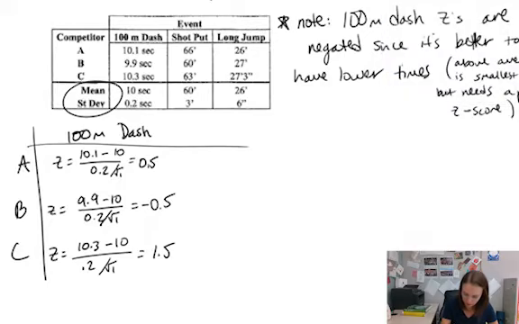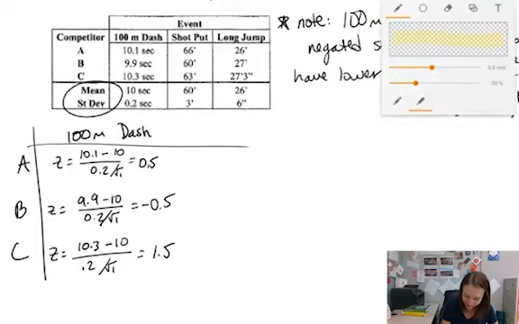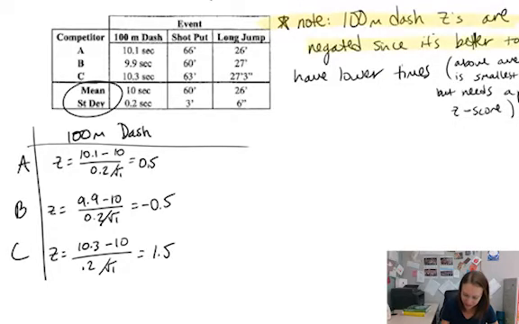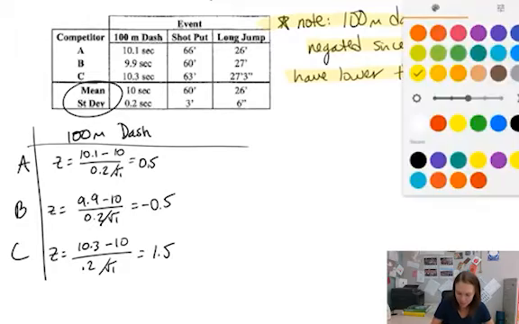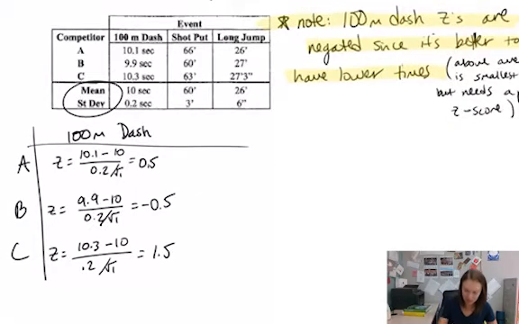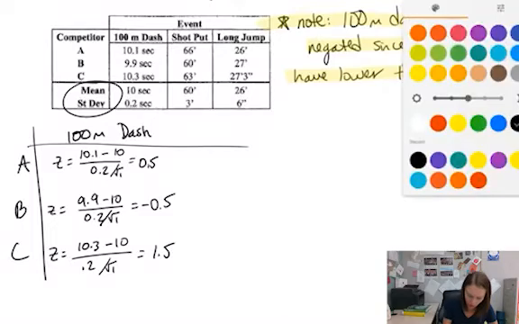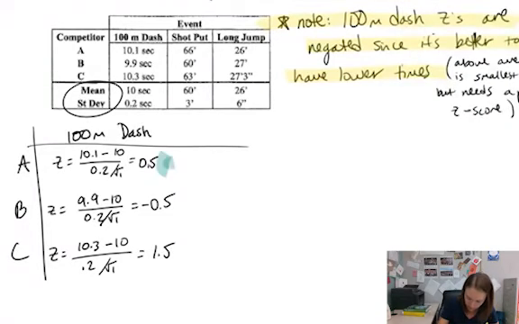I made a little note up here that since the 100-meter dash z-scores are kind of backwards, we want to negate them. And we almost never do this, but sometimes in context it's necessary. So I am going to multiply each one of these by negative 1.